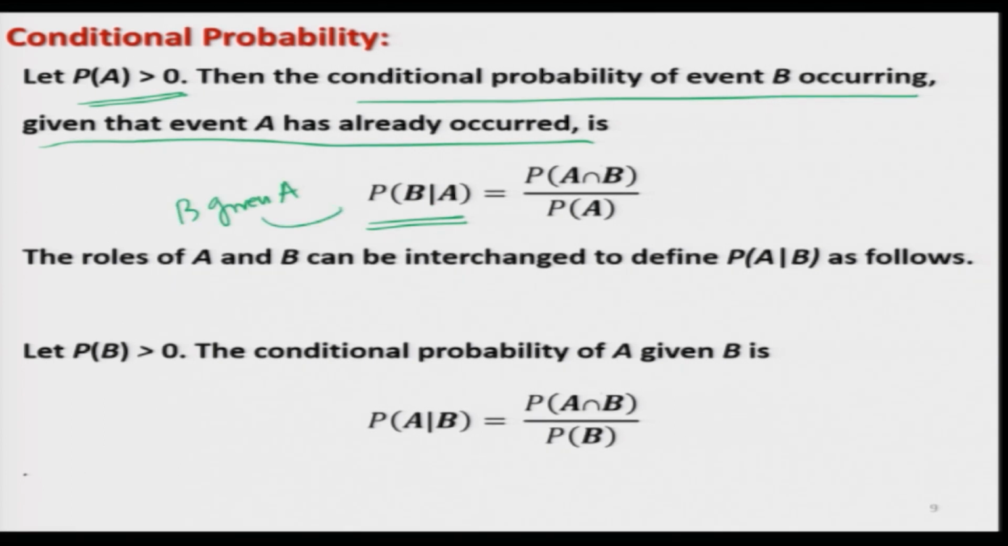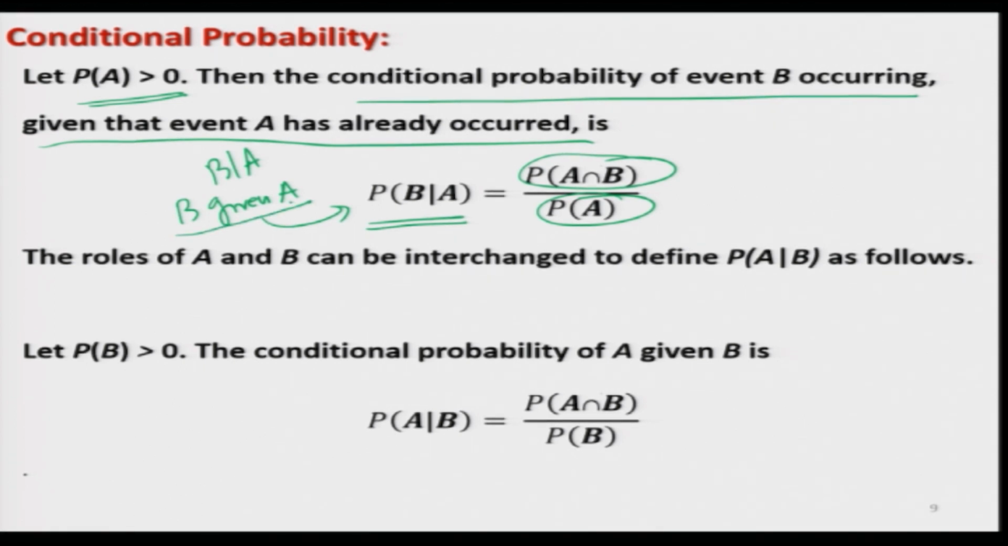This is the meaning of this symbol, B vertical line A. This is defined as the probability of A intersection B divided by probability of A. And now, if you want to interchange the roles of events A and B, that you are trying to find out here the probability of B given A.